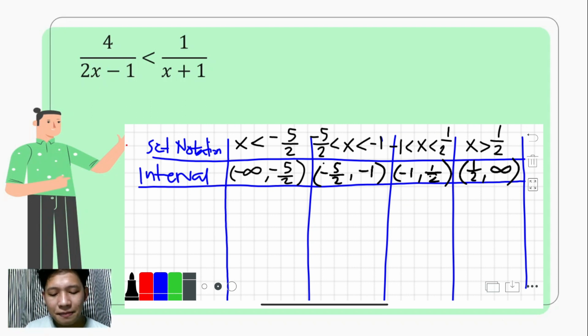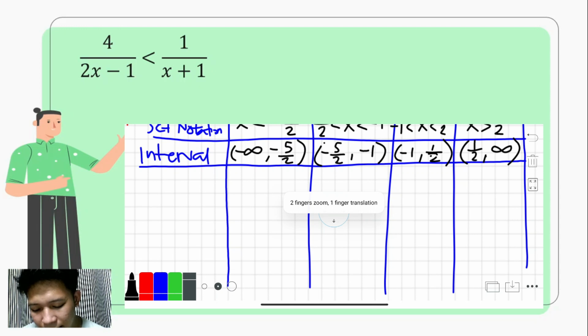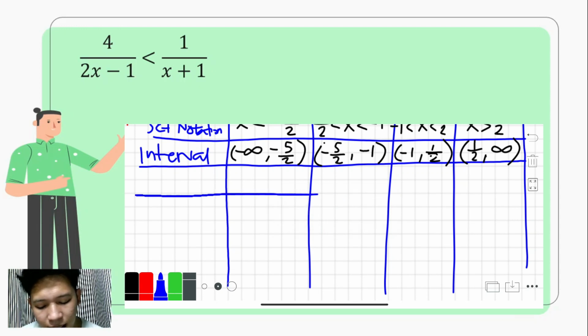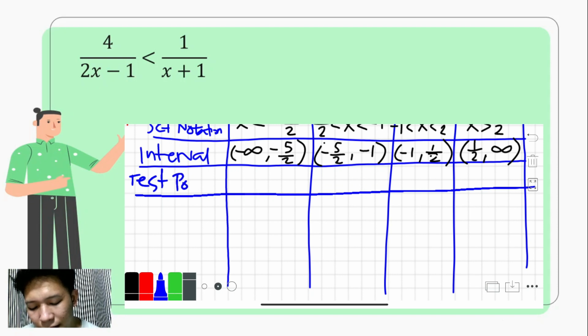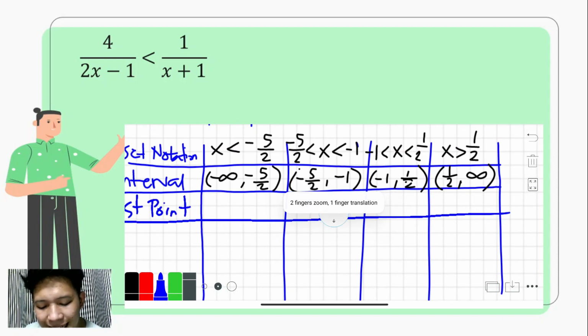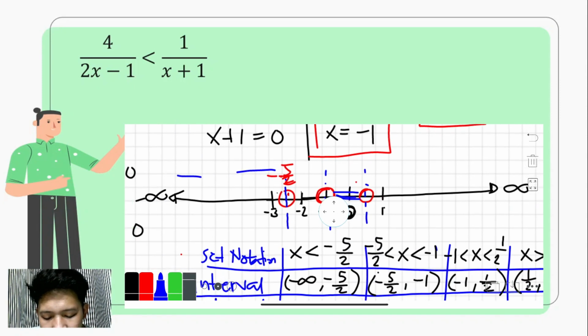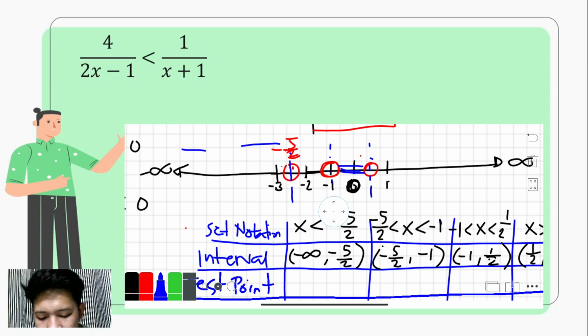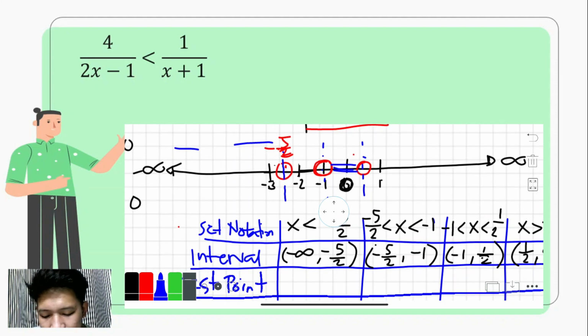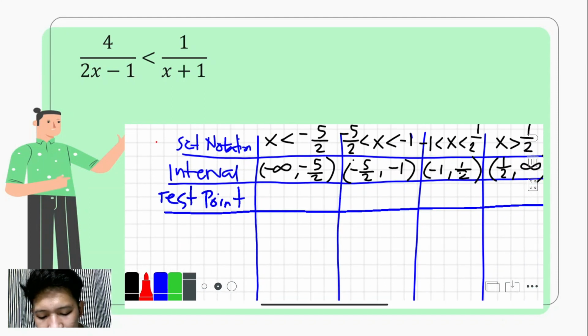Okay po? And our next row would be all about our test points. Okay? Our test point. So, ano bang value yung pwede natin gamitin na less than kay negative 5? Alright, so punta tayo dito kay graph. So, less than kay negative 5, yun nandito. Yung nandito po, so that would be negative 3, yung pinaka malapit.